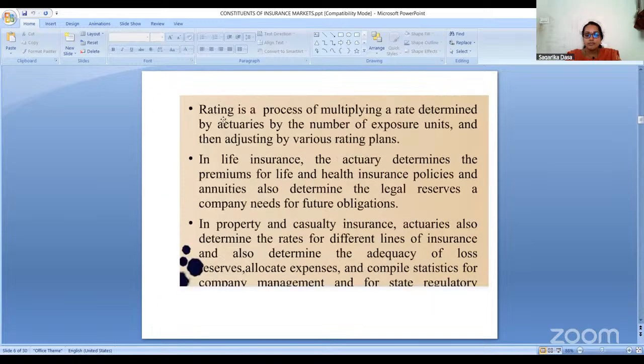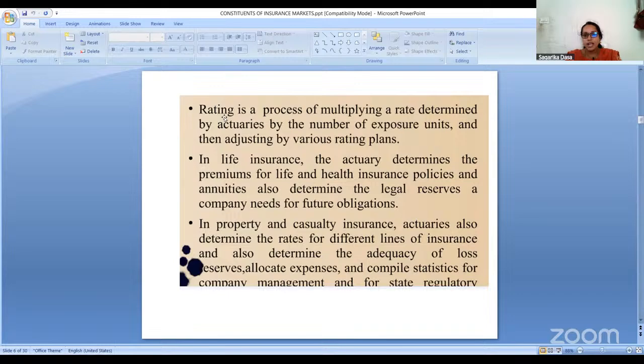Then rating. Rating is the process of multiplying a rate determined by actuaries by the number of exposures, and then adjusting by various rating plans. Now, rating means that after the rate is fixed, after the rate making is done by the actuary, the person who fixes the rate, then comes the rating process.